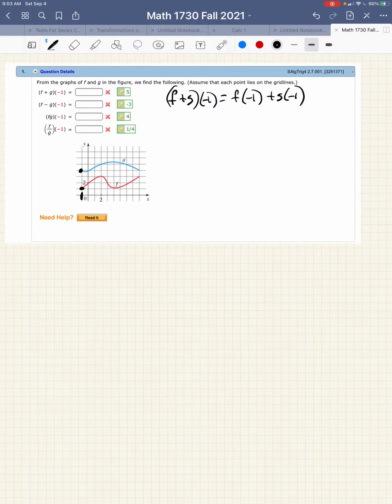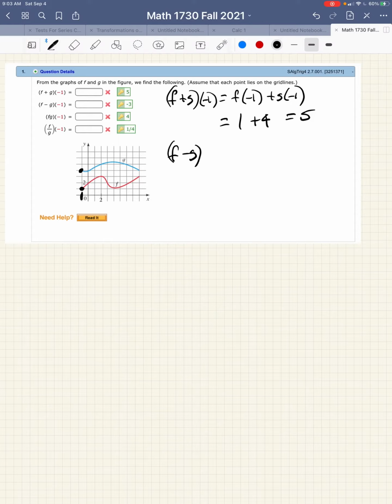When x is -1, f, being this red graph, has a y value or a function value of +1. So f of -1 is 1. g of -1 means what's the y value in the function g when x is -1. When x is -1, g, the blue graph, has a y value or a function value of 4. So f plus g of -1 would be 5.